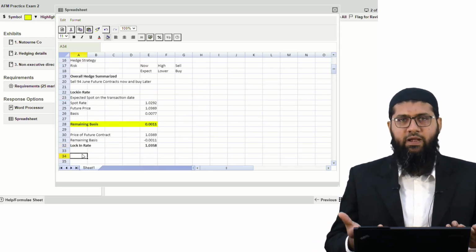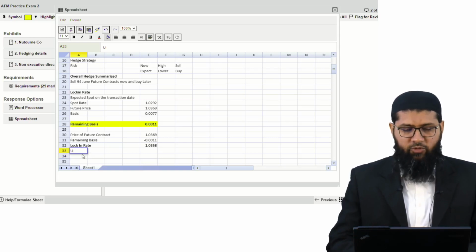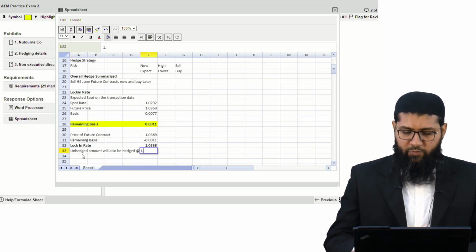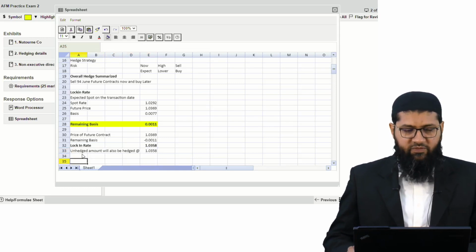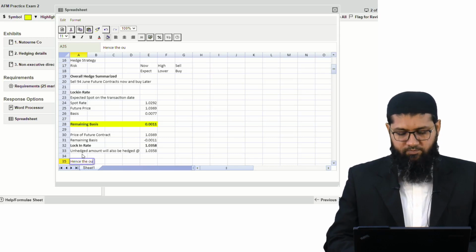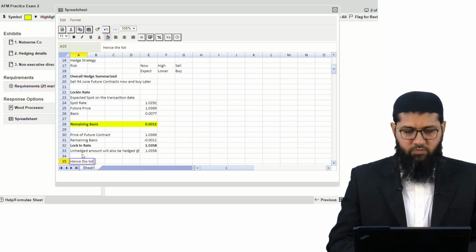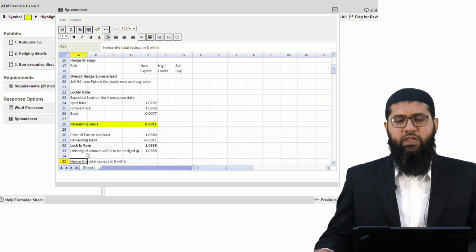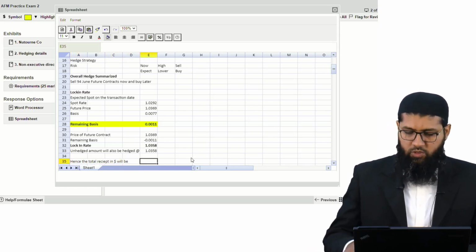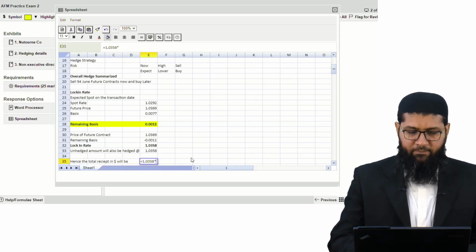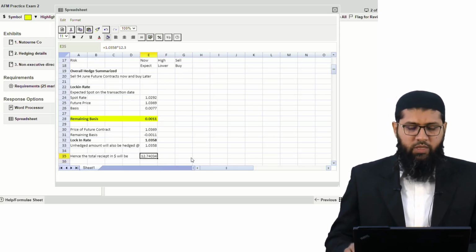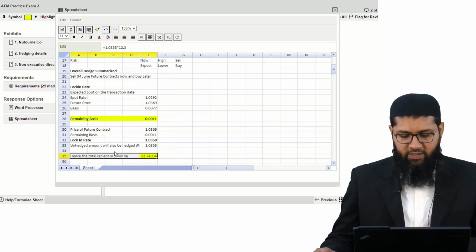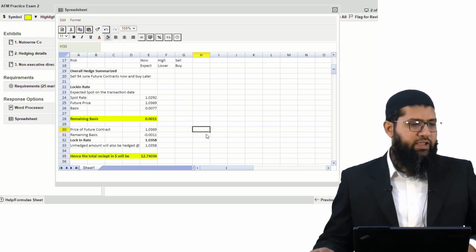So what is actually going to happen is that ultimately the unhedged amount will also be hedged at 1.0358. Hence the total receipt in dollars will be, so how much is the total receipt in dollars? It equals 1.0358 multiplied by 12.3 million. Again, 12.74 million is what the expected receipt in dollars is going to be if you are using the futures contract.